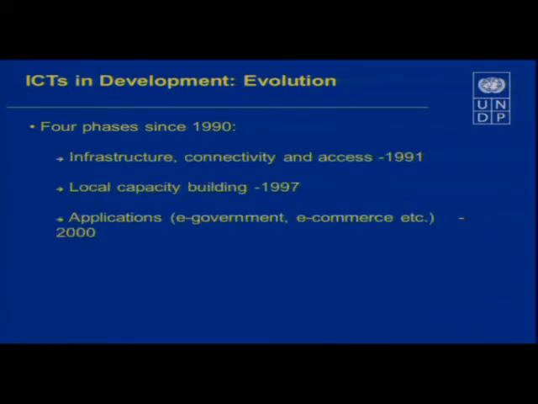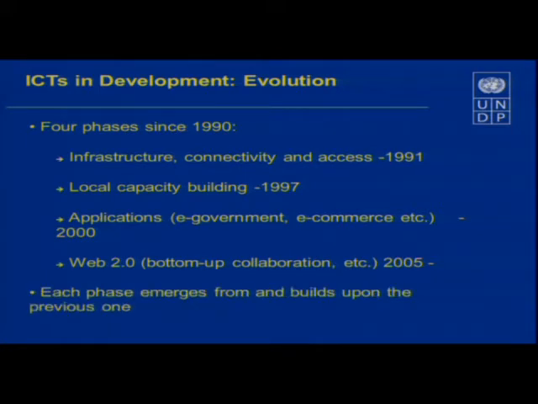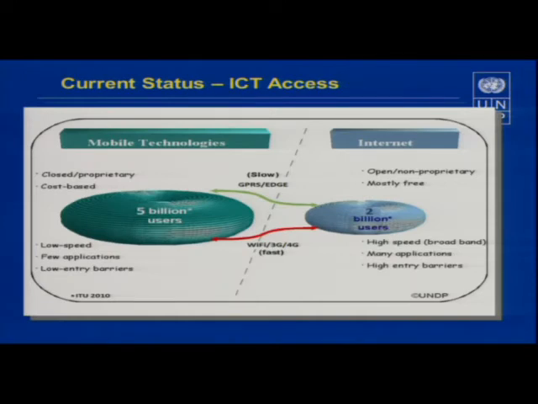First, connectivity, 1991. Of course, when we started doing this, nobody was connected to the internet. Then we have capacity building in developing countries. We moved to applications, e-government, e-commerce, the famous dot-com bubble in the US, and then, of course, the crash of the dot-com. And then we have what we call the new Web 2.0 applications. And this is where we are today.